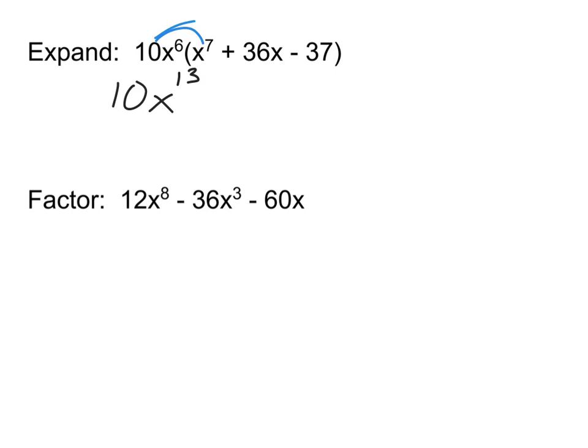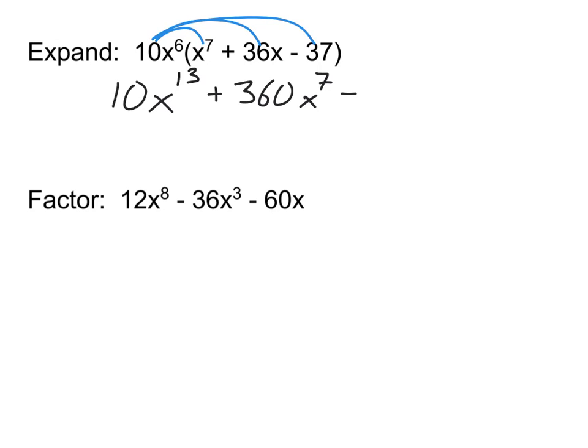All right, now I do the 10x to the 6th by the 36x. So the 10 times the 36 is 360. Beautiful thing about multiplying by 10 is all you got to do is add a 0 on the end, right? And then I do x to the 6th times x. That's going to give me x to the power of what? 7, yeah. Good. We're no longer getting thrown off by the x. I like it.